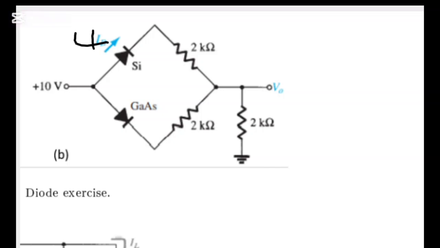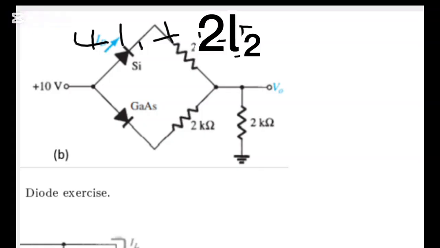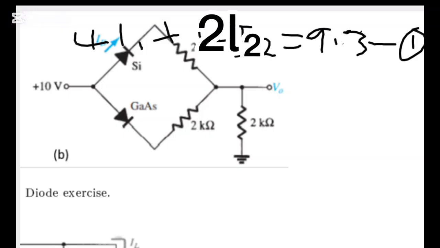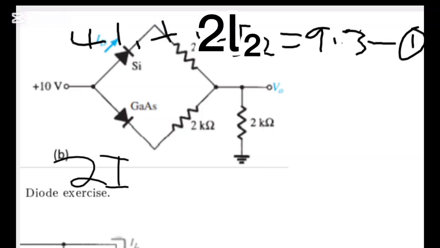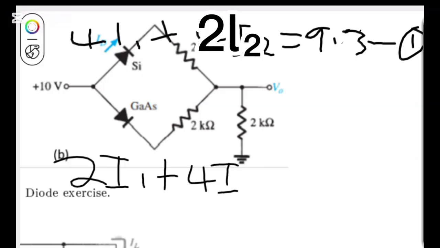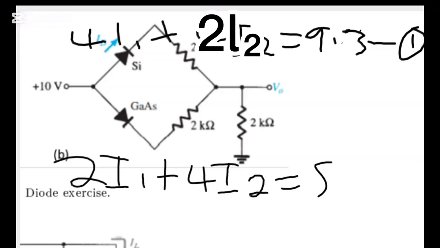Equation 1, if you will recall, is 4I1 plus 2I2, which is equal to 9.3 as my equation 1. And equation 2 will now be 2I1 plus 4I2, which is equal to 8.8.